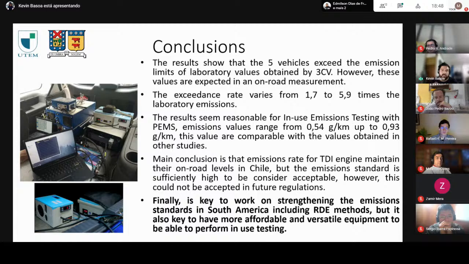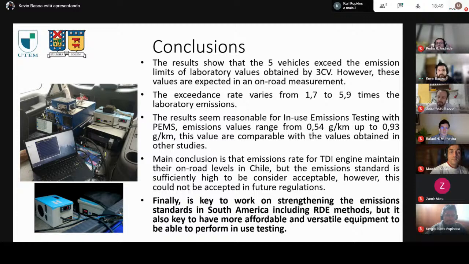We also have that the results seem reasonable for in-use emission testing with PEMS. Emission values range from 0.5 grams per kilometer up to 0.9 grams per kilometer. These values are comparable with values obtained in other studies. This is a key point, because these values are comparable with the other study that did the diesel gate, the West Virginia study. As a main conclusion, we have the TDA engine, but they maintain the on-road levels in Chile, but the emission standard in Chile is much higher than in the other studies compared. So it's high, but it is still acceptable.